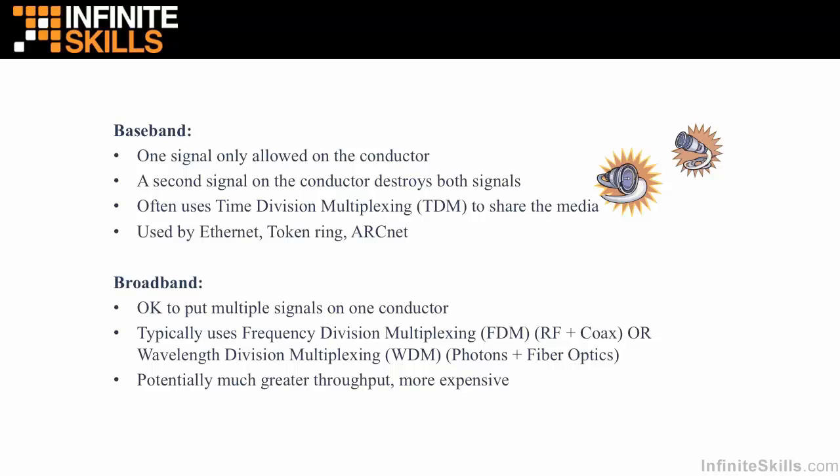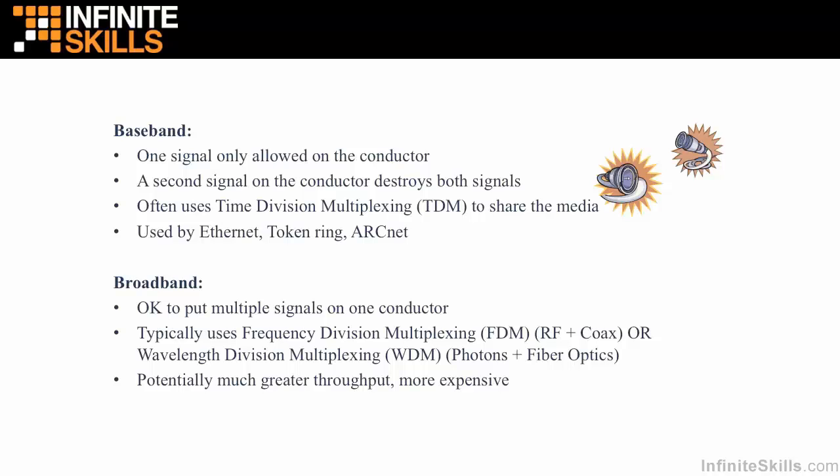Earlier media types that used baseband transmission technologies were token ring and ArcNet, Advanced Resource Computing Network, or Attached Resource Computing Network. So these two older technologies, token ring and ArcNet, also were baseband technologies where only one node is allowed to transmit at a time. Those last two, the token ring and the ArcNet, are considered to be token passing technology. We'll talk more about that later.